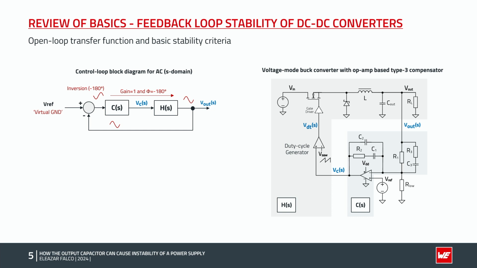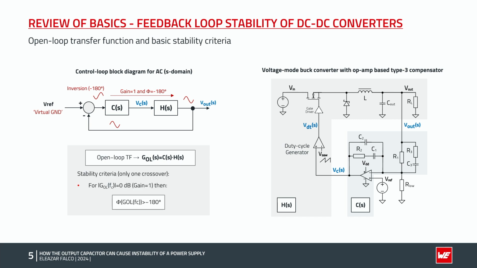If after going through the compensator and plant, its phase is lagged an additional 180 degrees or more with its amplitude unchanged, which is equivalent to a gain of 1, then a sustained oscillation has been created and the system is unstable. The product of transfer functions of the compensator and plant is known as the open-loop transfer function, and the stability criteria is taken from the open-loop frequency response.